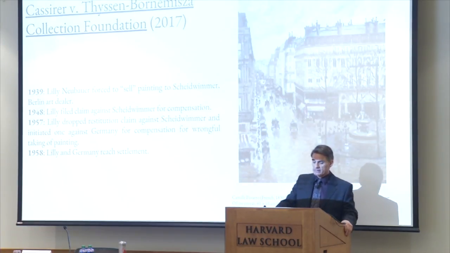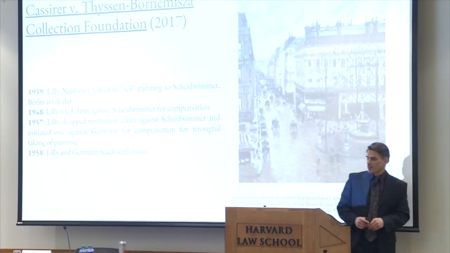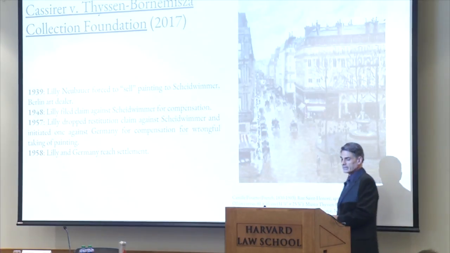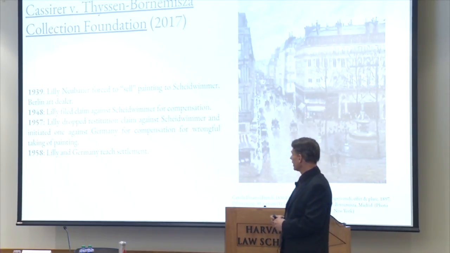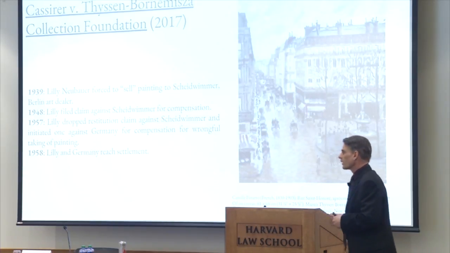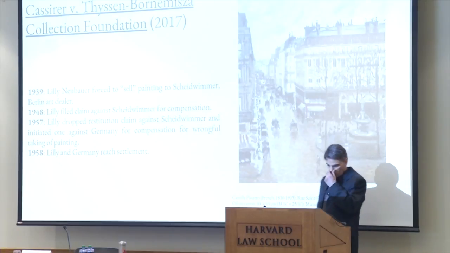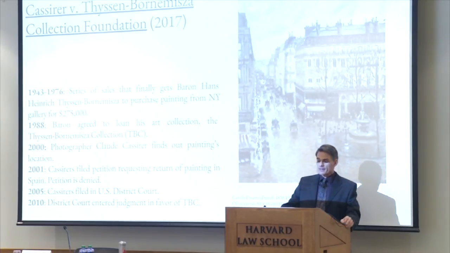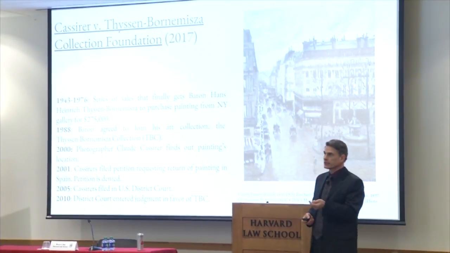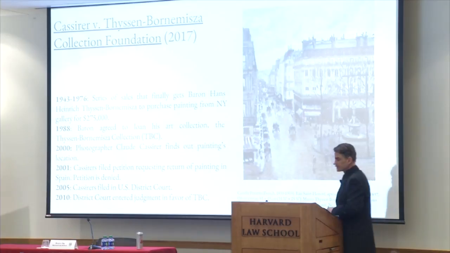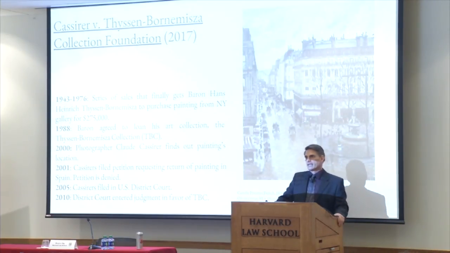The Cassirer case involves a Pissarro that a woman named Lily Neubauer was forced to give to a good Aryan art dealer in 1939. Again, it was a sale in quotation marks, where everyone, I think, is quite sure she never got any money for the sale. The painting takes a very circuitous route from Germany to the Netherlands, back to Germany. It is smuggled to California in the late 1940s or early 1950s. It is sold, no questions asked, as was the fashion back then, to someone who lives in Missouri, so it spends the next 20 years in Missouri.